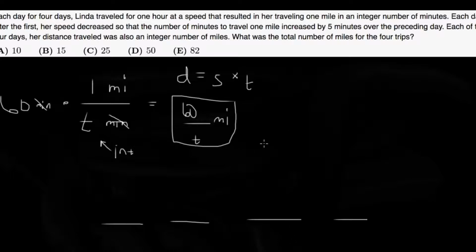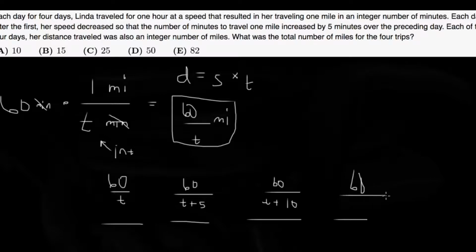Okay, so on the first day, she's going to have 60 divided by t. On the second day, it's going to be 60 divided by t plus 5. Remember, because the t is being incremented by 5 every time. And on the third day, it's going to be 60 divided by t plus 10. And on the final day, it's going to be 60 divided by t plus 15.